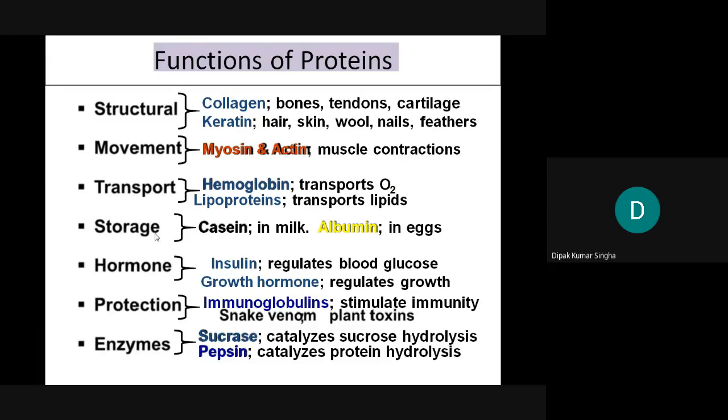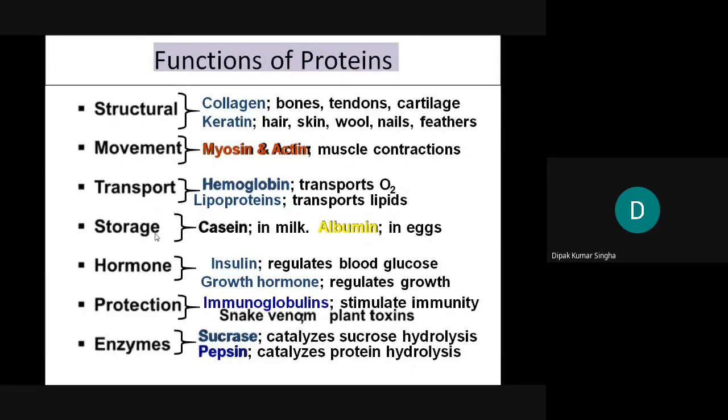Enzymes like sucrase catalyze sucrose hydrolysis, and pepsin catalyzes protein digestion. These are just some examples, but especially enzymes act as catalysts for all different types of substrates.